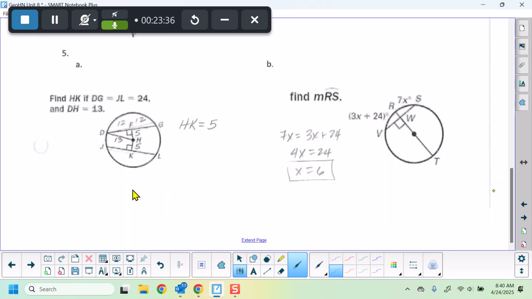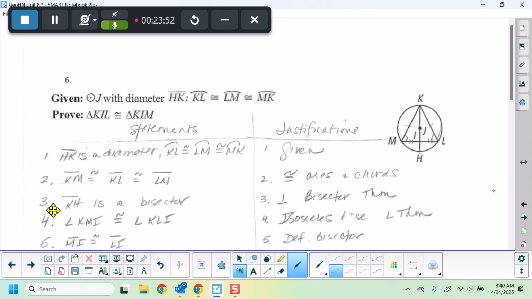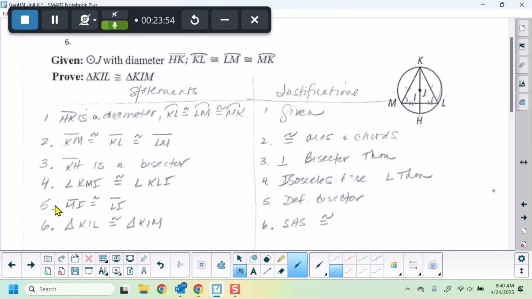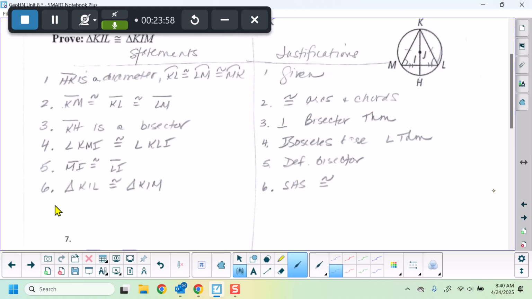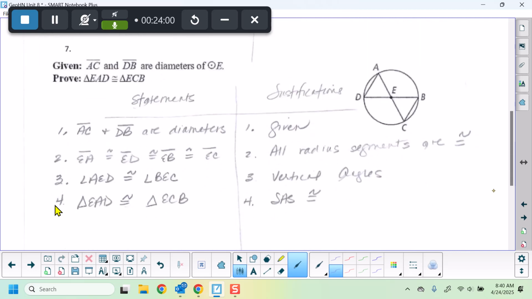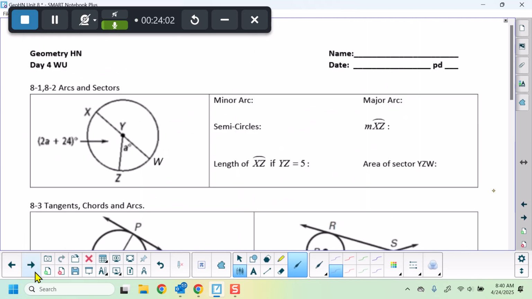If you were not able to finish these when you finish your quiz, because your quiz doesn't go as deep into the chords, it stops at the tangents, I want you to go back and finish your work and then check it on Schoology, including the two proofs, proving those triangles are congruent, and then proving these two triangles are congruent. So those two conversations are on Schoology.